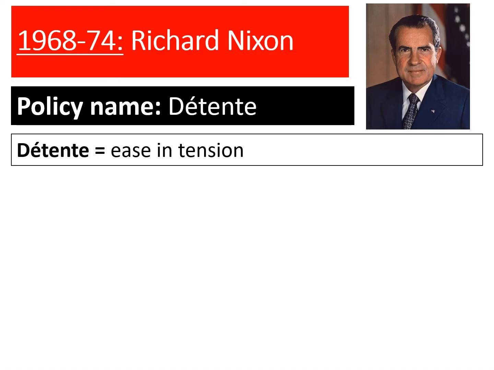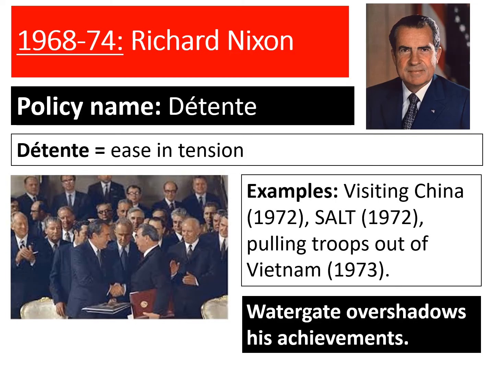So he's one of the first presidents to visit a communist country since the Cold War began. So he visits China in 1972 and establishes a really positive relationship there, which means that later on China does get involved in being the mediator between USA and USSR in key issues, such as Vietnam, for example.